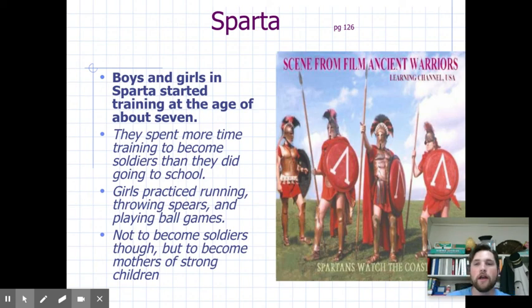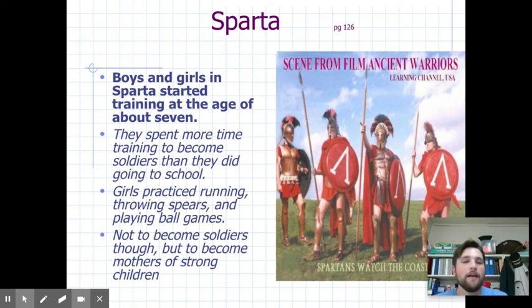So as far as them being a warrior city and a warrior people, records show that boys and girls in Sparta started training from anywhere around the age of 7 to 8. Some records even younger than that. They spent more time training to become soldiers than they did learning academics. So wouldn't it be cool if we could go to PE and have spear class or shield class? That probably wouldn't end well.